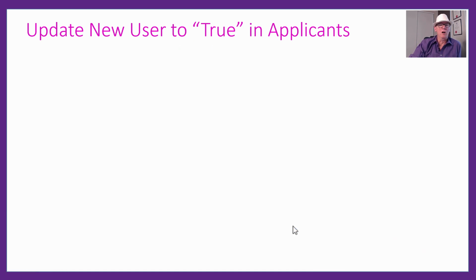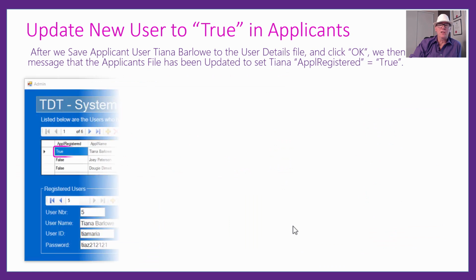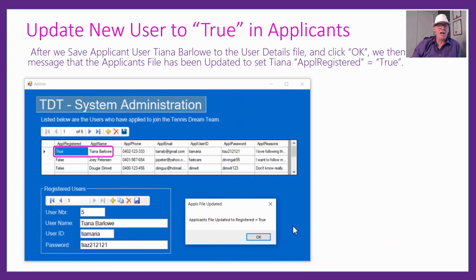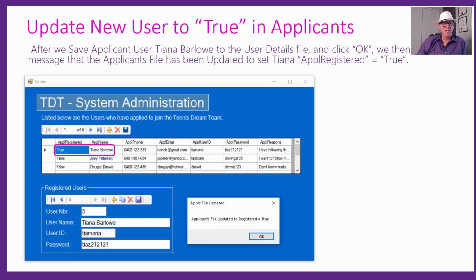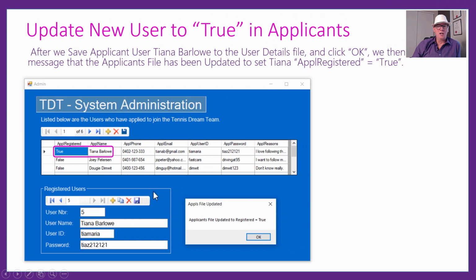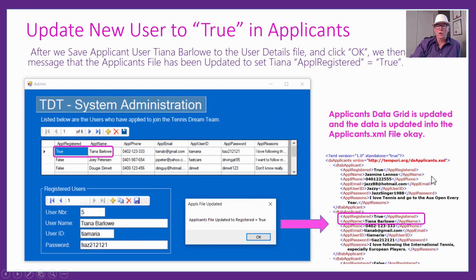So let's continue on. And after we save and that save's finished and we click OK, we'll get another message pop up that tells us the Applications file is updated. So that's updated to register true. And if we go and look up the top there, we can see Tiana Barlow is now true. So she's someone who's registered on to the system. And there she is right down there in the user details section of the screen. So that's all working really good.